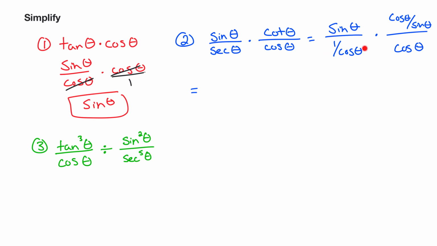When I'm dividing by a fraction, I can do that by multiplying by the reciprocal. So that's just going to be sine of theta times the reciprocal of 1 over cosine, which is cosine, times cosine over sine, times 1 over cosine.